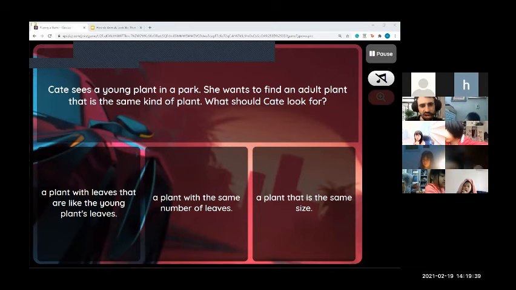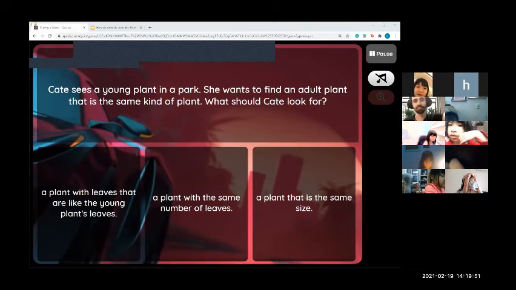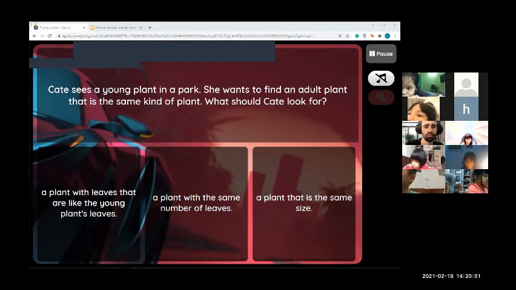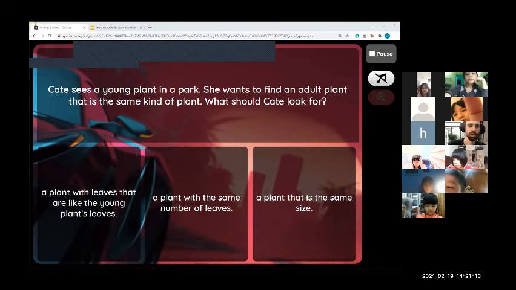So do you think the young plant and the parent plant will be the same size? Is a baby tree the same size as an adult tree? Bang An? Which one do you think it is? Or is a parent tree going to be the same size as a young tree? No. No. So which one should I click?